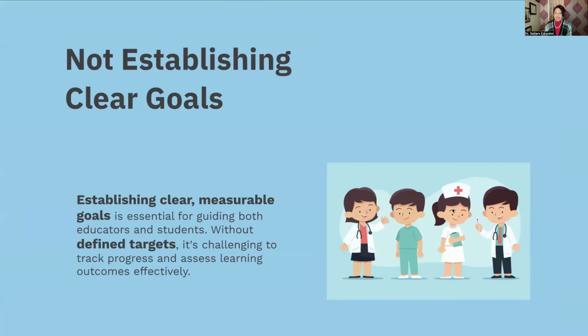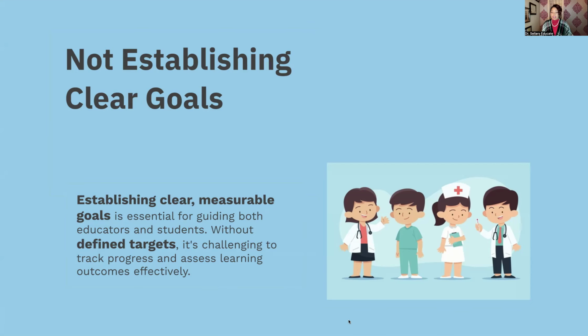So not establishing those clear, measurable goals, it is essential not only for us as educators, but also we want to role model this behavior for our students. Without specific targets or behaviors or steps in the process that we identify to help us achieve our goals, it can be challenging to track our progress and to celebrate those wins along the way. And then the last challenge that we face if we don't establish clear goals is being able to assess whether learning outcomes have been met, right? We want to be able to do that as we think about the steps on our journey.